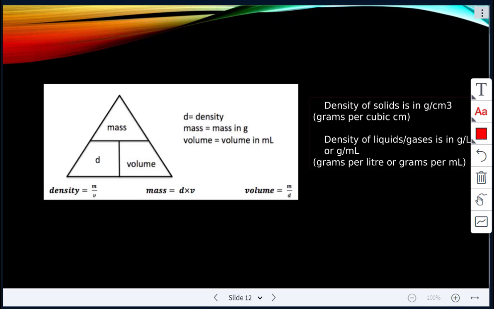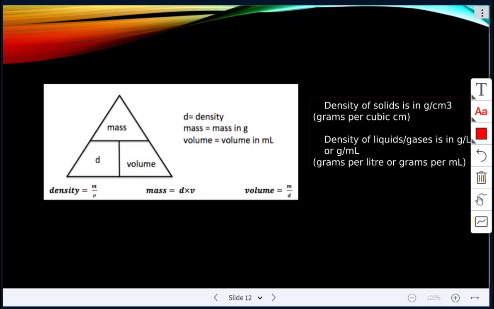All right, so today's class we are going to continue with density. Last class we had looked at our density formula, which is mass over volume. So we had done a couple examples on how we can calculate the density of a substance, knowing its mass and knowing its volume. When we look at solids, the density is in grams per centimeters cubed. When we are looking at liquids or gases, our density is in grams per liter or grams per milliliter.